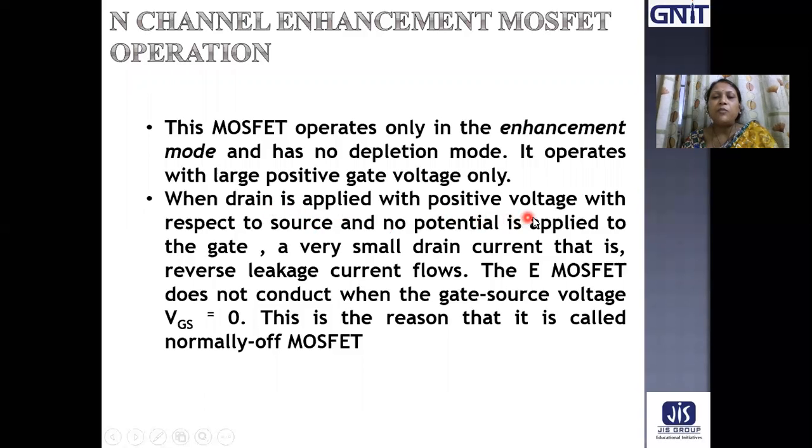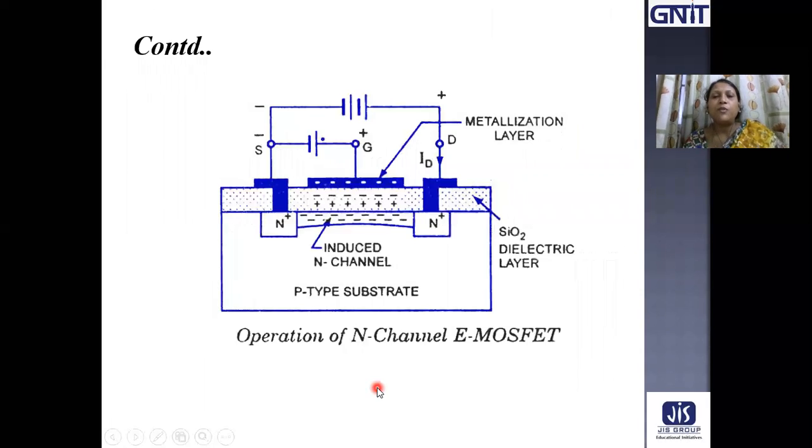When the drain is applied with positive voltage with respect to source and no potential is applied to the gate, a very small drain current, that is reverse leakage current, flows. The enhancement MOSFET does not conduct when the gate source voltage VGS equals 0. This is the reason why this device is called a normally off MOSFET. So we can see gate positive means negative channel, negative charges are induced, and electrons flow from source to drain when we apply the external bias.